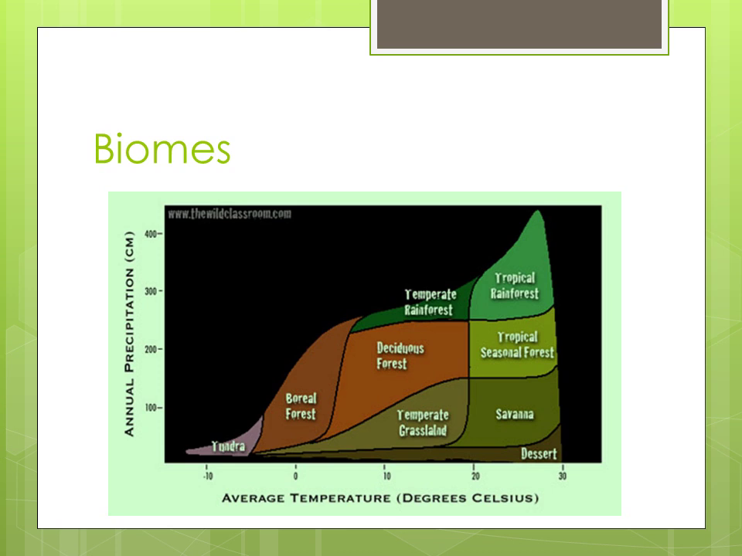Then, as the precipitation increases, if it's colder, it's a boreal forest. As it gets warmer, you get temperate grassland or even warmer savanna. And then, with additional precipitation, you still have boreal forest in there, but as it gets warmer, deciduous forest, and then tropical seasonal forest. Then, as it gets even more precipitation, you get your temperate rainforest, which is actually very similar to the conditions we have, the biome we live in here in Western Oregon, or tropical rainforest in a warmer climate.